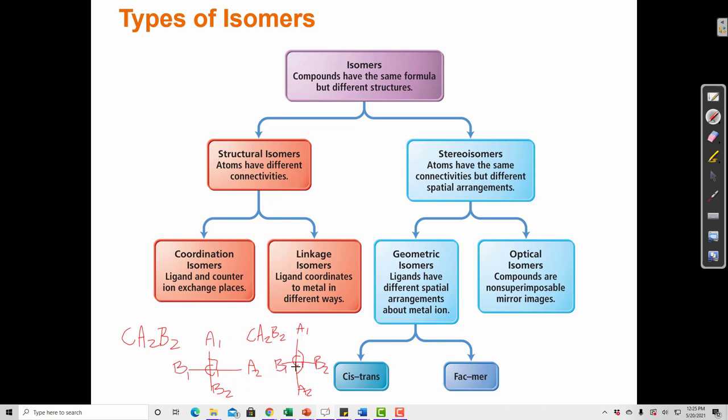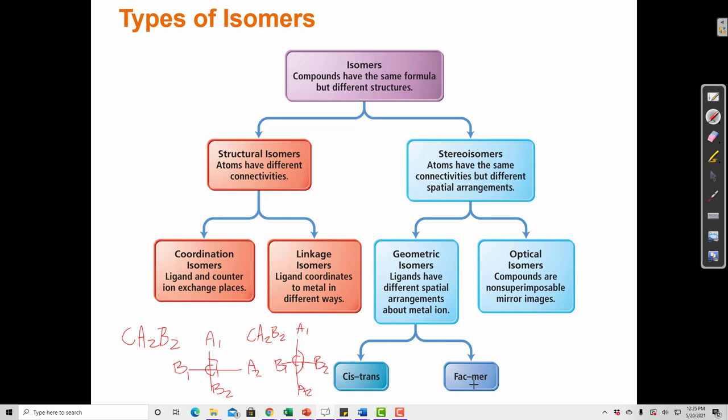But somehow these are still different compounds, so they don't fit in this category. They fit in this category. Their ligands have different spatial arrangements. So these are 90 degrees apart, these are 180 degrees apart. They're different spatial arrangements. So we would call this cis and trans.